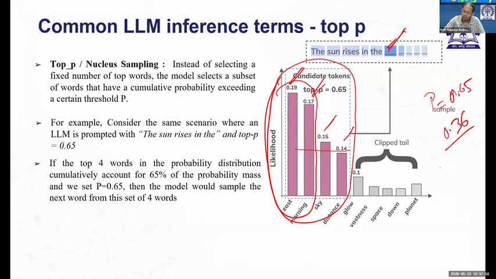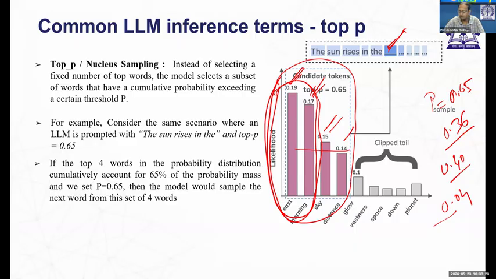Now, what will happen if I mention 0.40? You can see 0.19 plus 0.17 is 0.36. Still, I have mass left. How much mass do I have left? 0.04. If I take 0.15, what am I getting? 0.51. Obviously, I cannot take this one. In that case also, your candidate set will be these first two. Out of this probability mass of 0.40, I can only take the first 2 tokens.